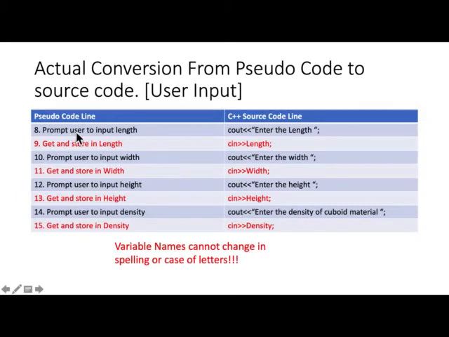Then my pseudocode line is prompt user to input length. Prompting is done by cout. We'll say cout. The cout arrows are always hitting the word cout. Just remember that. Enter length. Get and store in length. Cin. The cin arrows are always going away from cin. This action here stores whatever the user inputs and presses the enter key into the length variable.